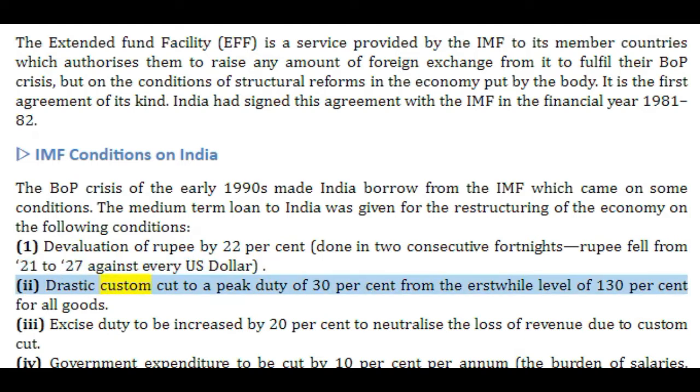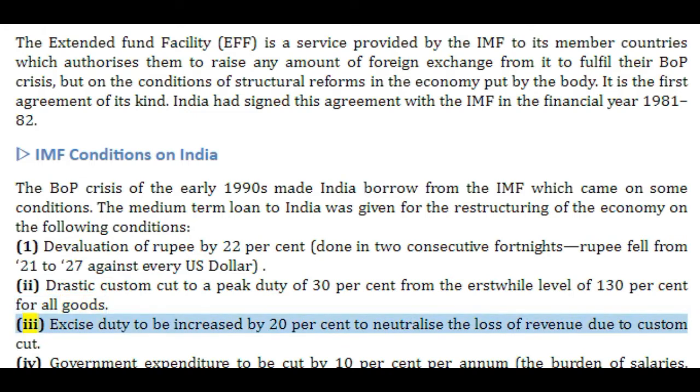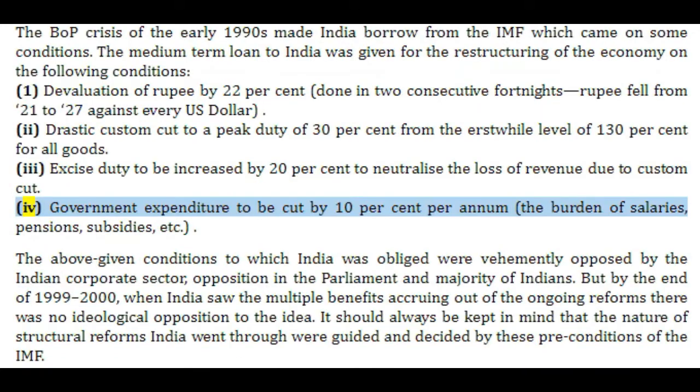2. Drastic customs cut to a peak duty of 30%, from the erstwhile level of 130% for all goods. 3. Excise duty to be increased by 20% to neutralize the loss of revenue due to the customs cut. 4. Government expenditure to be cut by 10% per annum, the burden of salaries, pensions, subsidies, etc.